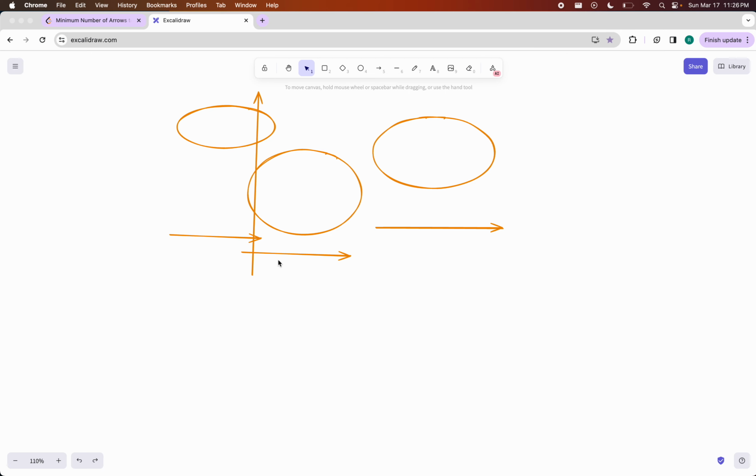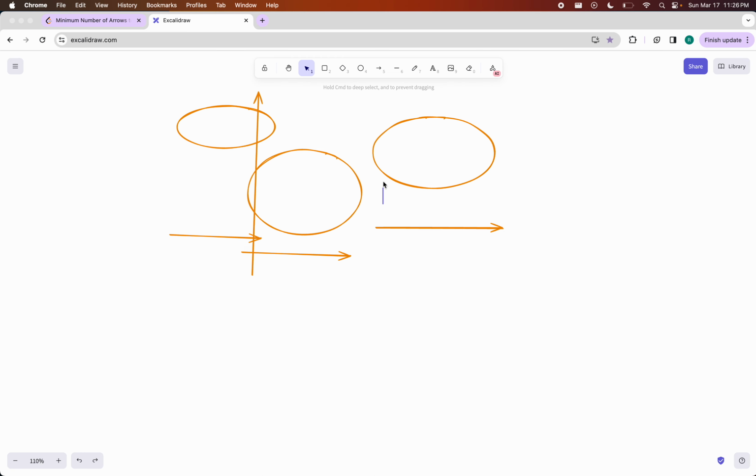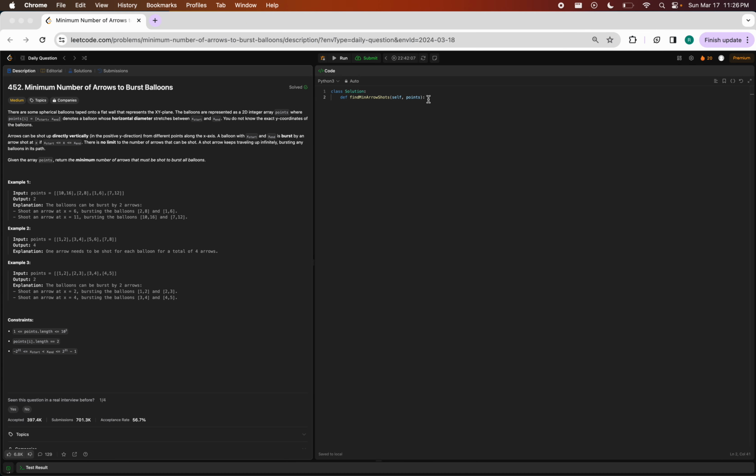So where is that? It's when the start of the next one is before or equal to the end of the previous one. Here it's not, so we would count it as itself. All right, let's go ahead and code this up.